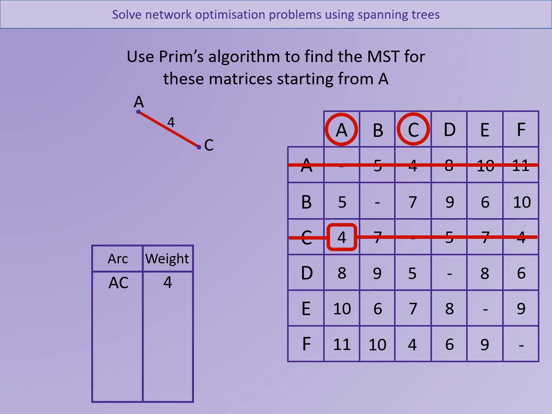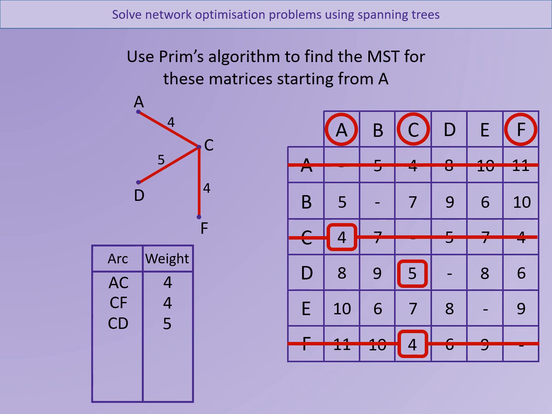Now I'm going to look down column A and column C for the smallest weight. That is going to be CF with a weight of 4. So add CF to the diagram and to the table. Then going to add F by circling it at the top and crossing off the row. Now looking down all three columns, we can see that CD is the next smallest. So adding CD to both the table and the graph. We're then going to circle node D and cross off the row.